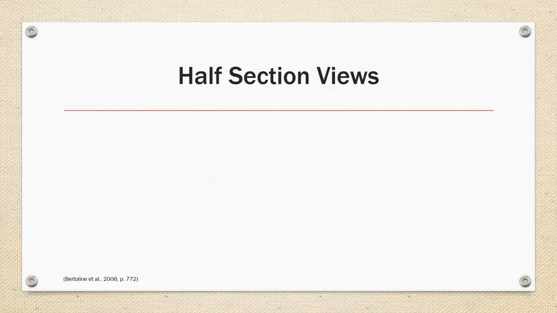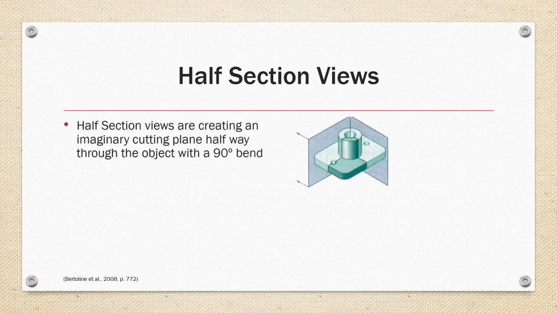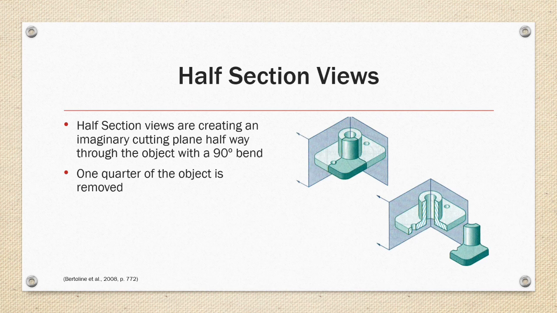The second type of basic section view is the half section view, which follows a similar projection technique as the full section view, but is created by an imaginary cutting plane halfway through the object with a 90-degree bend, resulting in 1/4 of the object being removed.